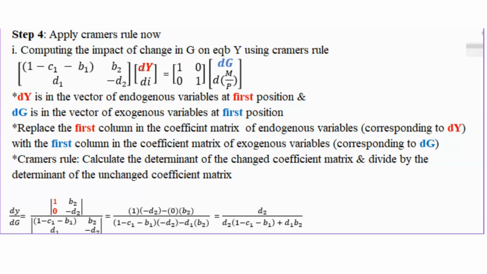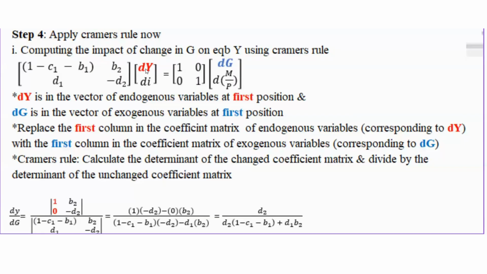So what we're going to do is, since dy is in the vector of endogenous variables at first position, we will replace the first column in the coefficient matrix of endogenous variables, i.e. the first column in matrix A, which corresponds to dy because it's in the first position in the vector of endogenous variables, with the first column in the coefficient matrix of endogenous variables corresponding to dg.